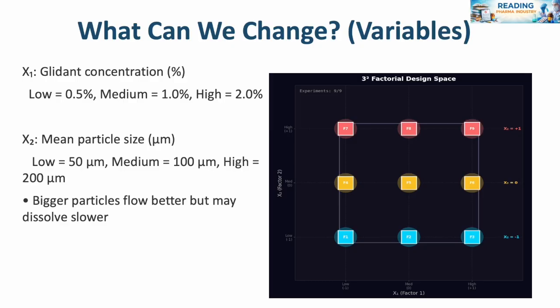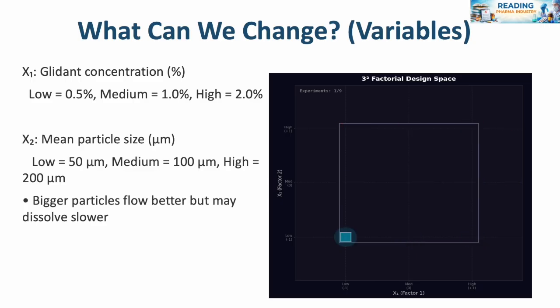We mentioned before the glidant concentration, and we said that helps with the flow. A low value, for example, can be as low as 0.5%, the medium is 1%, and the high is 2%. The other variable we can change is the mean particle size. Here we choose three different sizes: 50 micron, 100 micron, and the high range is 200 micron. Bigger particles flow better, but may dissolve slower.